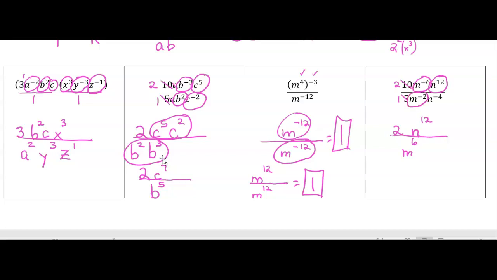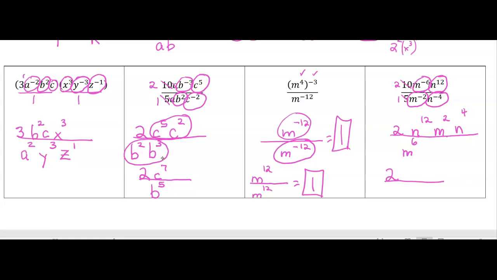M to the negative 2, it's not happy in the bottom. Bring it up to the top, it becomes M to the positive 2. And N to the negative 4, it's not happy in the bottom. Bring it up to the top, and it becomes N to the positive 4. Now we're going to clean it up a little bit. 2, that's just regular old 2.